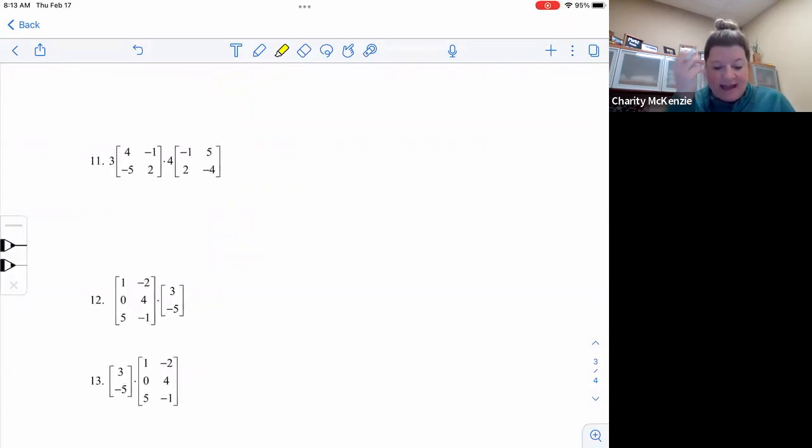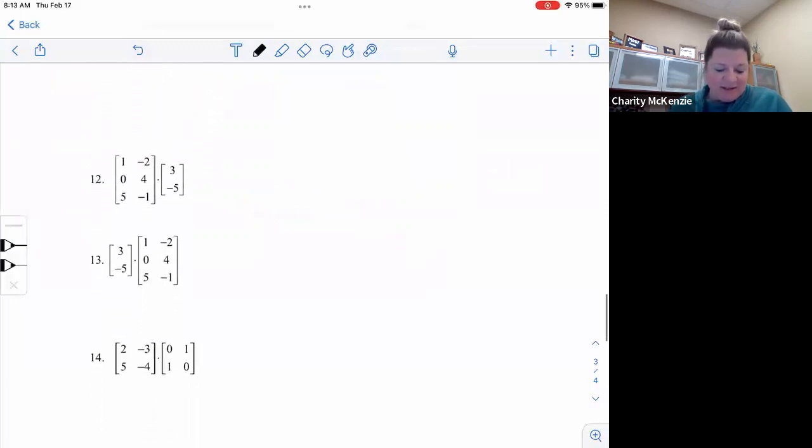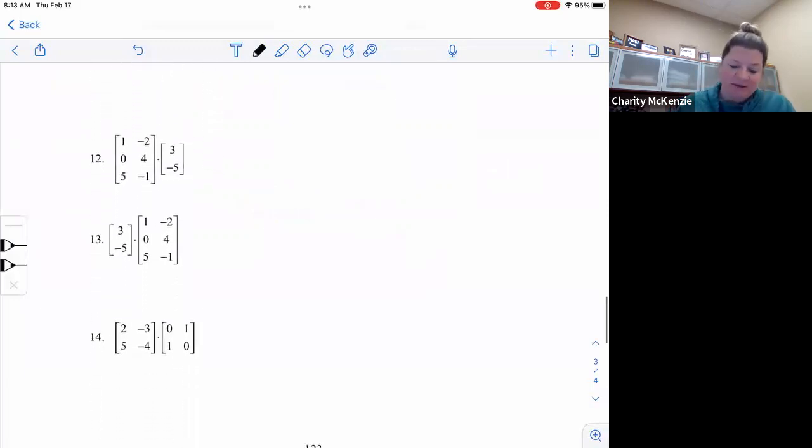Okay, so 11 has 2 processes. It says, okay, first you have to scale them by multiplying, then you can multiply the 2 together. So you have 2 steps there. They give a ton of these problems. We're only going to do maybe a couple more. Let's look at 12.